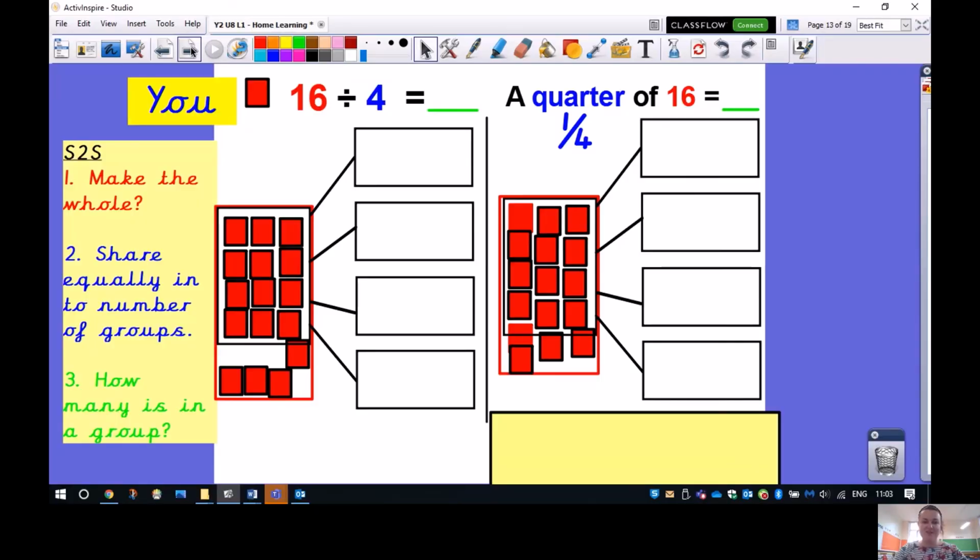Your turn. I want you to get 16 pieces of pasta or whatever you're using for this lesson, and I want you to show me how you find 16 divided by 4 or a quarter of 16.